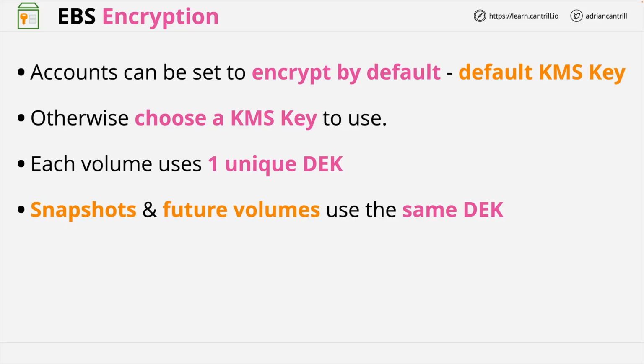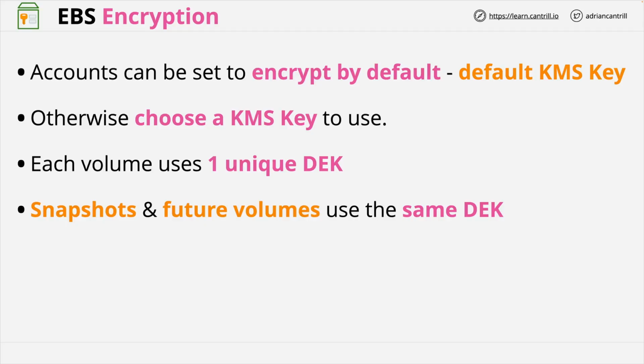I'm going to stress it again. I know you're getting tired of me saying this. Every time you create an EBS volume from scratch, it uses a unique data encryption key. If you create another volume from scratch, it uses a different data encryption key. But if you take a snapshot of an existing encrypted volume, it uses the same data encryption key, and if you create any further EBS volumes from that snapshot, it also uses the same data encryption key.